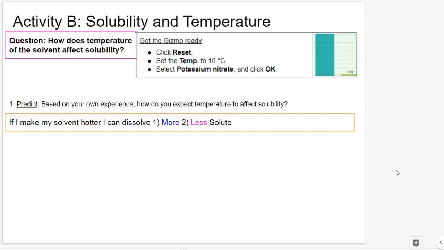So for activity B, we reset everything again. We start the temperature at 10 degrees Celsius and potassium nitrate. And then it asks us to predict, based on our own experience, how would you expect temperature to affect solubility? So I gave you the sentence starter. If I make my solvent hotter, I can dissolve more or less solute. Well, this comes into play with our notes from Friday. When you heat things up, you should be able to dissolve more, and you should be able to dissolve it more quickly as well.